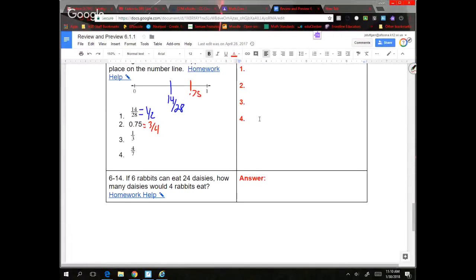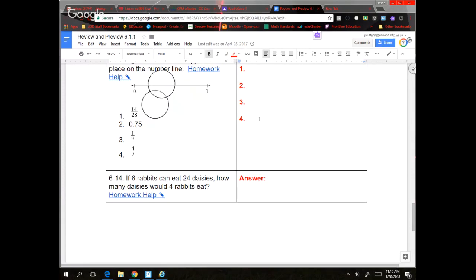1/3. If I pretend to split this into thirds, it'll be here and roughly here. So the first one here is 1/3. And then finally, sevenths. That's probably the trickiest one. 4/7 I should know is just a little bit more than a half. So I would probably put it somewhere about right here and say 4/7.